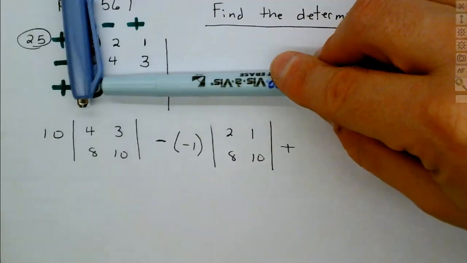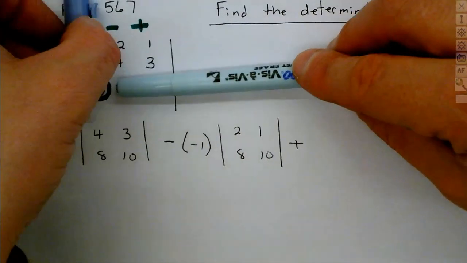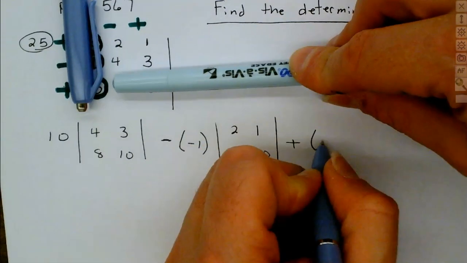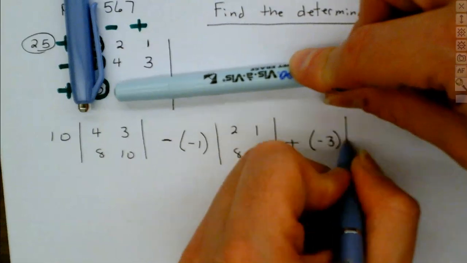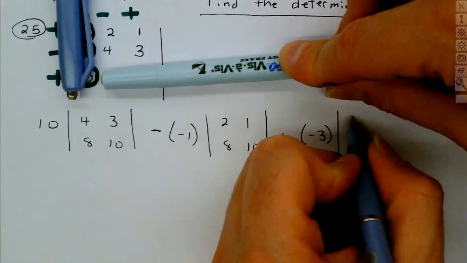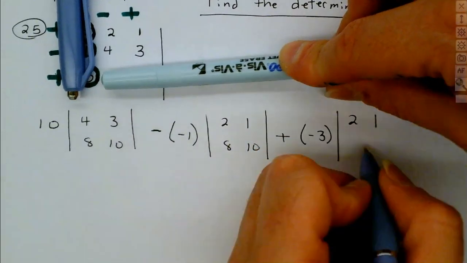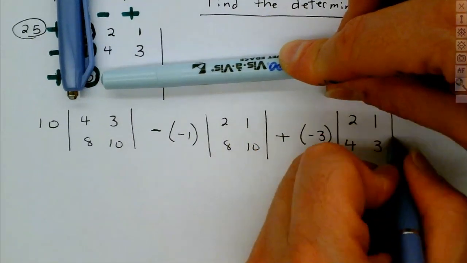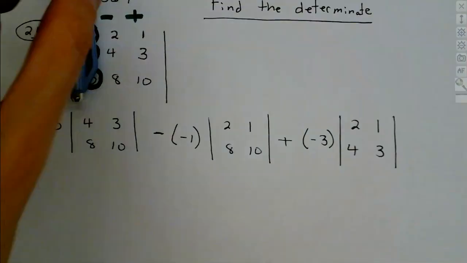So if I cross out that last one, that number was a negative 3. And what's my determinant going to be? 2, 1, and 4, 3, isn't it? Okay, now is everyone okay with how I got those?